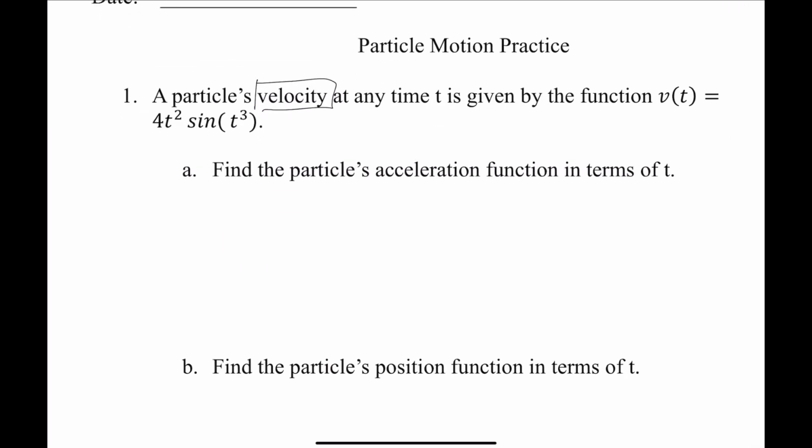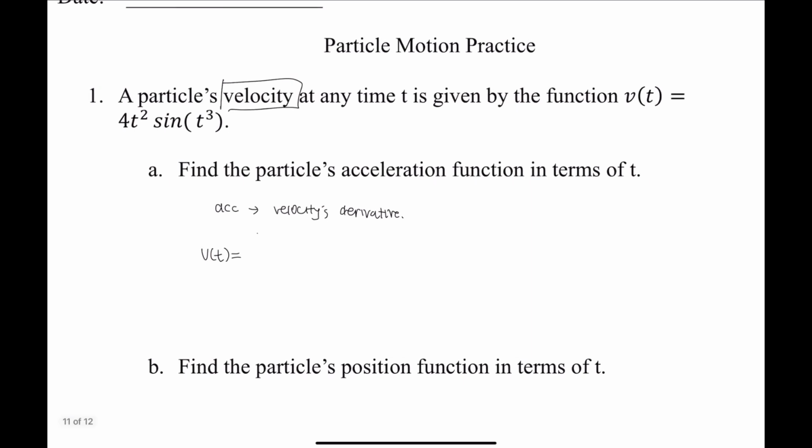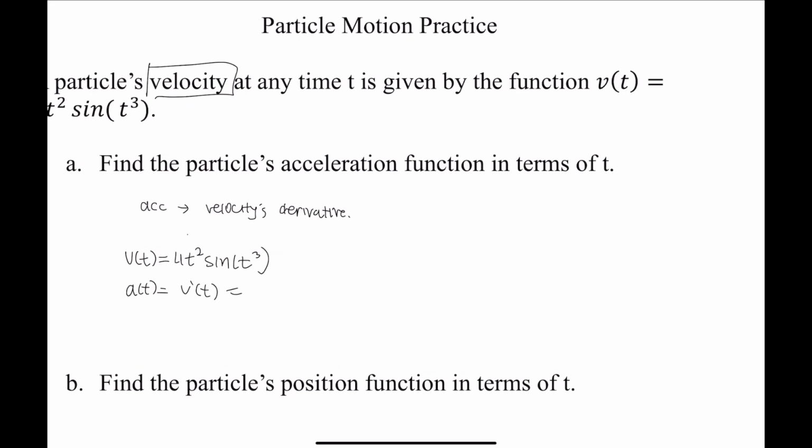So as you know, acceleration is velocity's derivative, because acceleration is basically change in velocity over time. Okay, so since we have v of t equals 4t squared sine t third, a of t would be v prime of t, or the derivative of 4t squared sine t to the third.